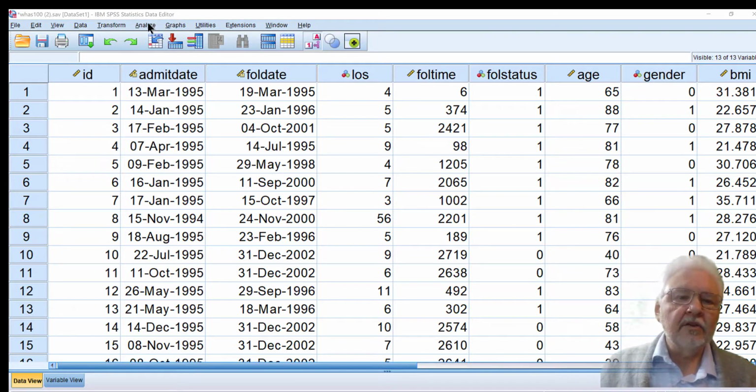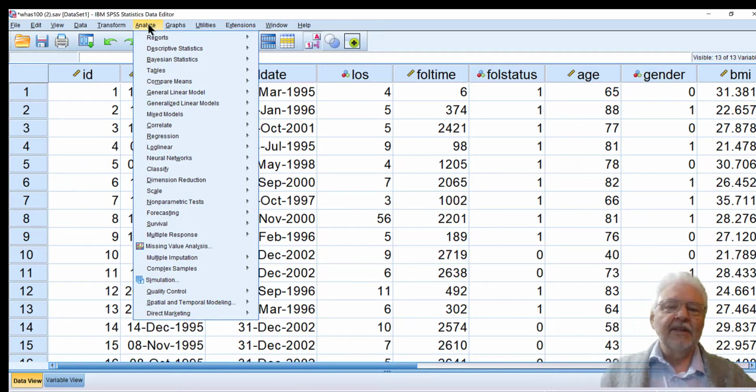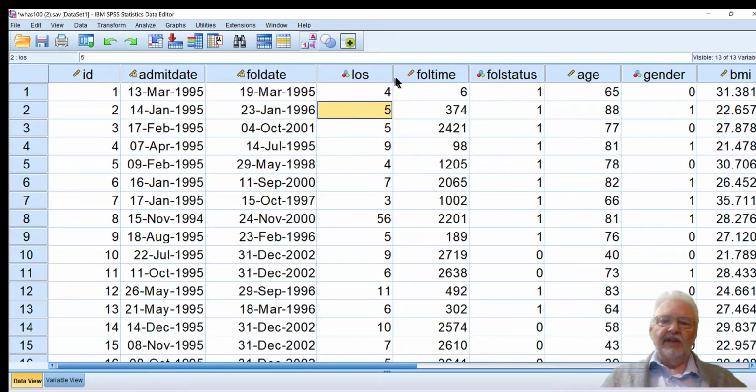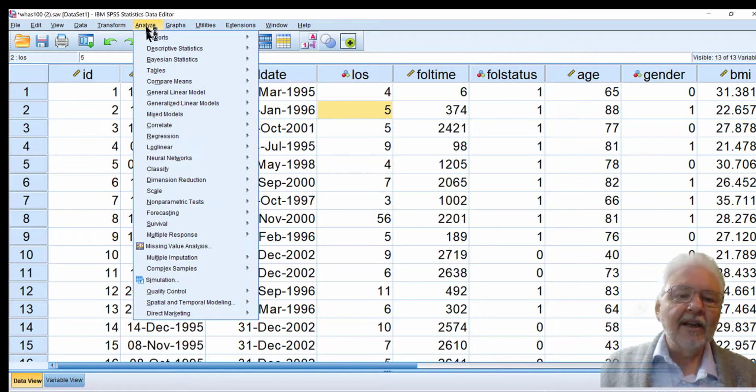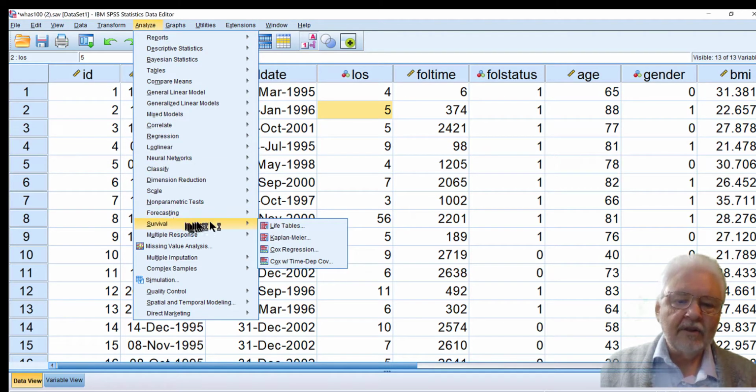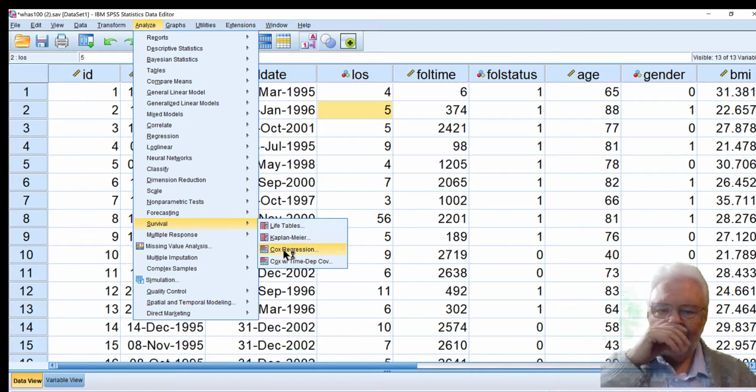So when we analyze, it's going to be a regression equation. It's the follow-up time, and we look at time until death. Those two make up the y equals length of stay, age, gender, BMI. Those are continuous variables in a regression equation. So we're going to analyze survival. We've done the Kaplan-Meier curve. Now we're going to do Cox regression.